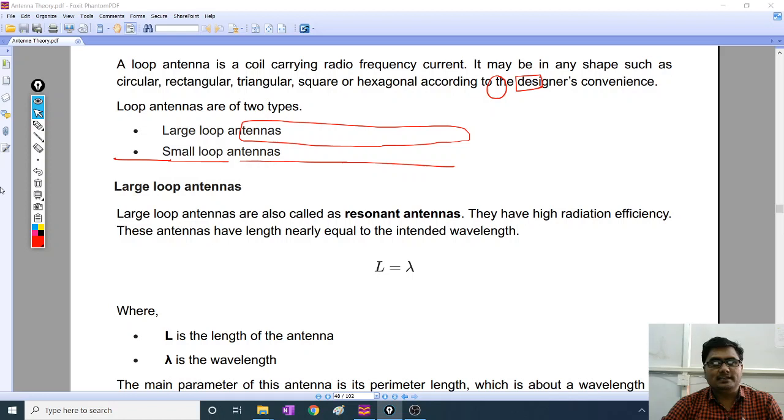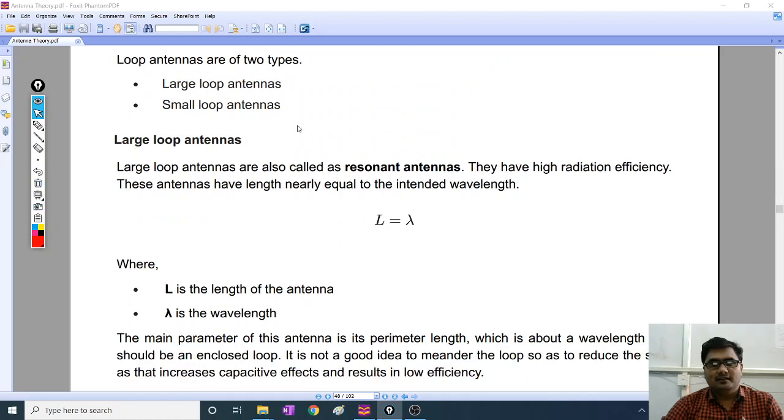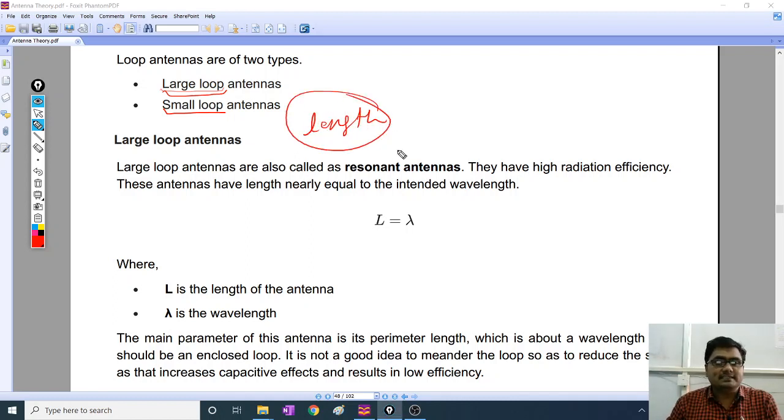Now these loop antennas can be classified into two types. What are those types? The first type is the large loop and the second type is the small loop. Who decides large and small loop? Obviously its length. That parameter decides whether the antenna is a large loop or a small loop. It is decided on the basis of length in proportion to the wavelength lambda.